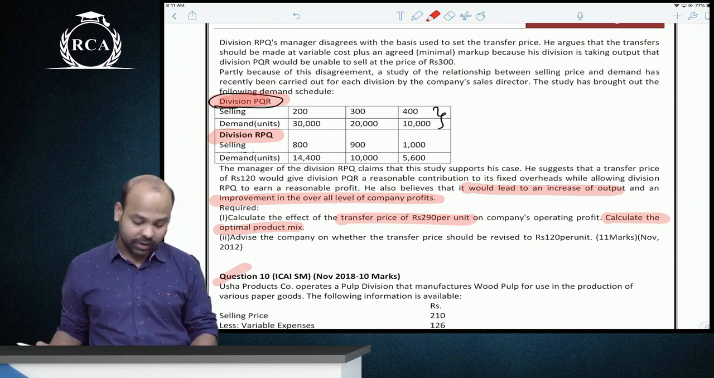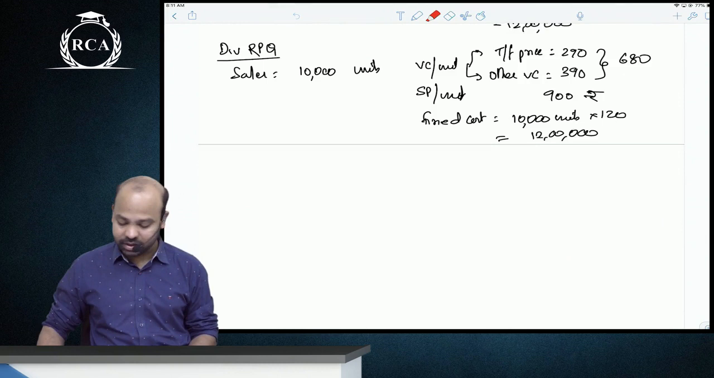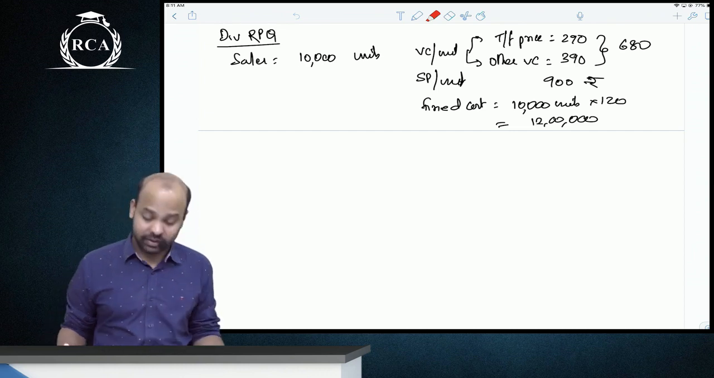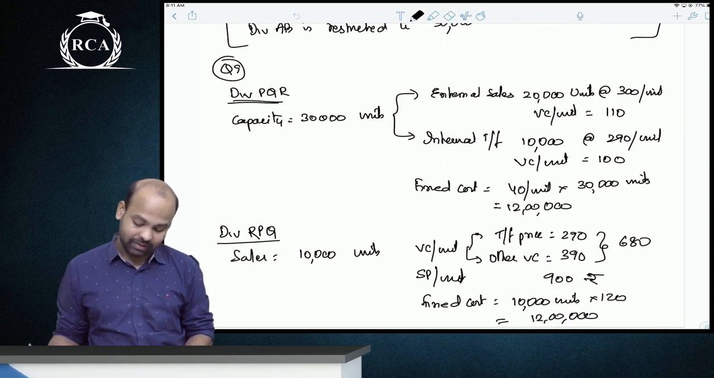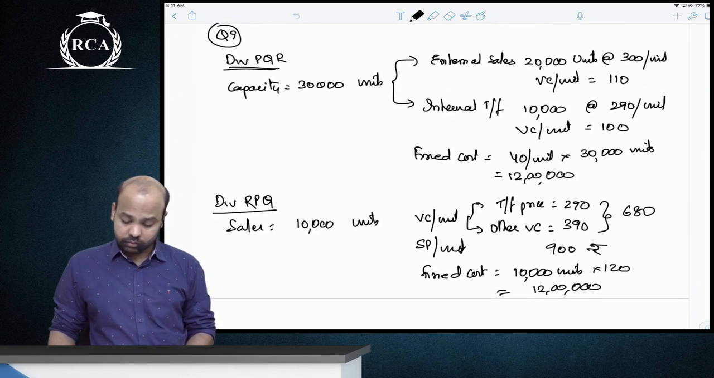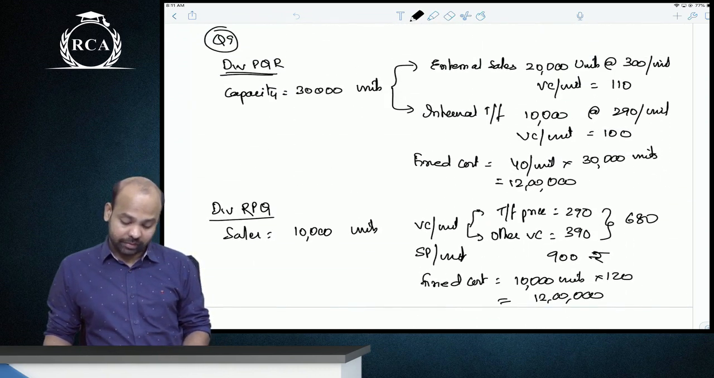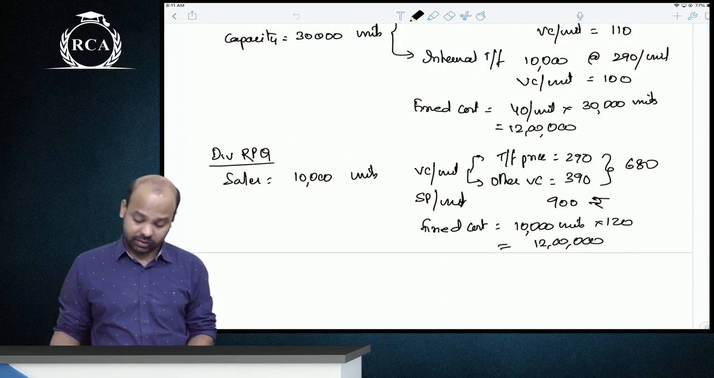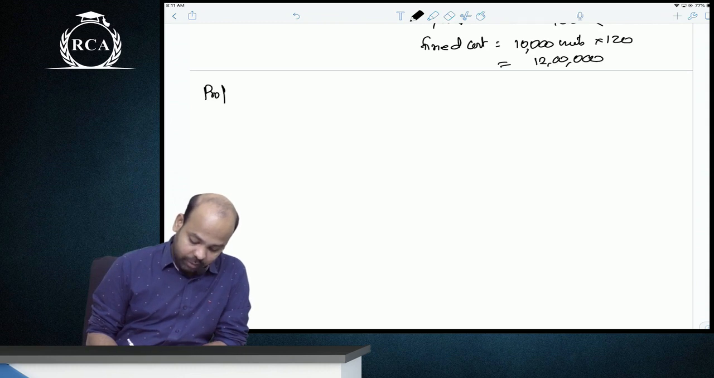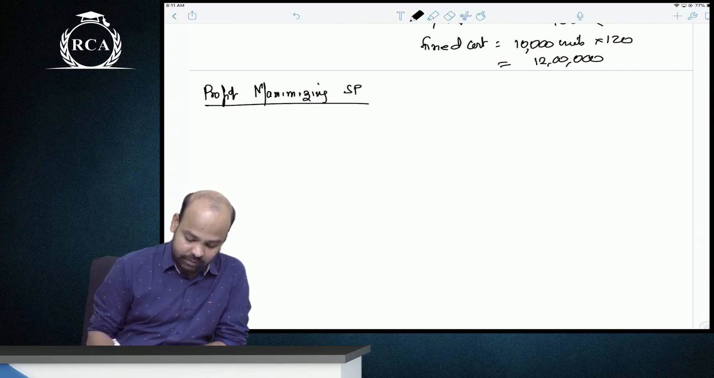So forget the question for a minute, guys. Forget the requirements for a minute. We will first arrive at the profit maximizing selling price. Profit maximizing selling price, guys. Is this done for everyone? Yes sir. Now we will first arrive at the profit maximizing selling price for all of these divisions, guys, and see what the impact is.